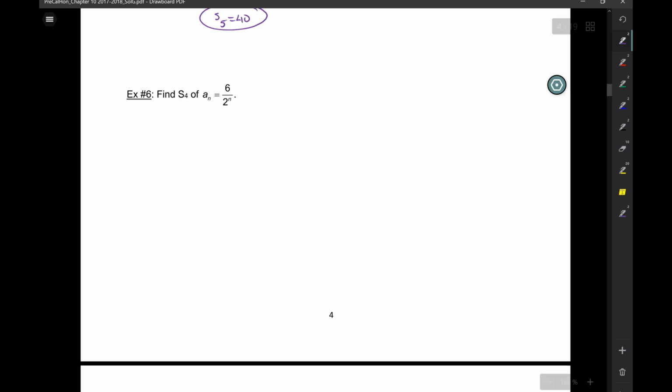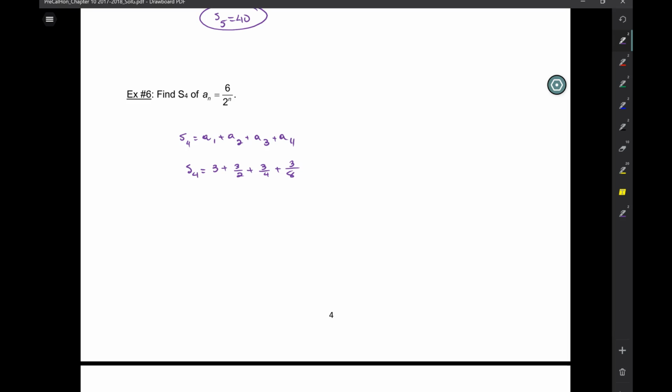Okay, same thing here. S sub 4 is A1, A2, A3, A4. So what's A1 here? 3. And then A2? 3 over 2. 3 over 2. 3 over 4. 2 over 3. Because it's 6 over 9 divided by 3. No, it's 6 over 8. I'm sorry, 6 over 8, 3 over 4. Are we good now?